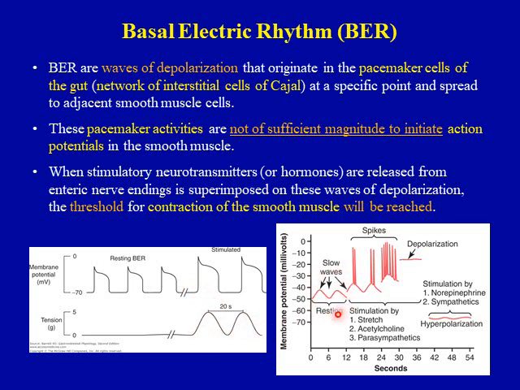Here we can see again the membrane potential. In the resting state we have these pacemaker potentials, and then with stimulation by stretch, acetylcholine or the parasympathetic system, this will lead to spikes. With increasing stimulation, the spikes become more frequent, and this will lead to depolarization and contraction. Inhibitors like norepinephrine or stimulation of the sympathetic nervous system will cause hyperpolarization, and the pacemaker potential will disappear.